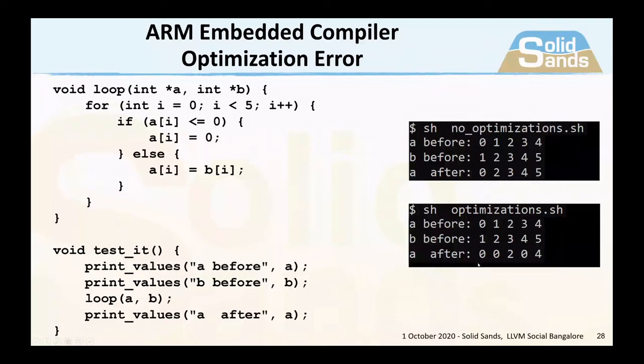So the values 2 and 4, they are simply not changed. They were already in A. And the other values are set to 0. So of course, it's a really bad error because this compiler optimization completely changes the behavior of the code and it simply corrupts your data. So it is clearly not safe to use the optimizations in this compiler.